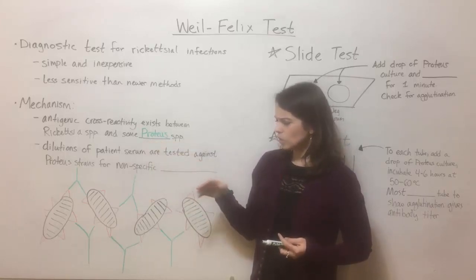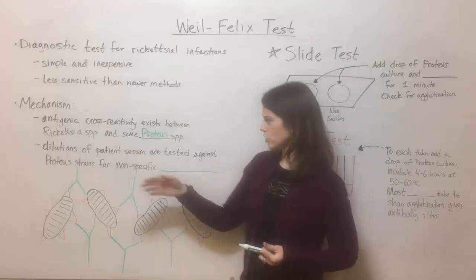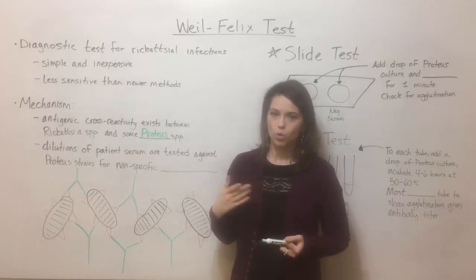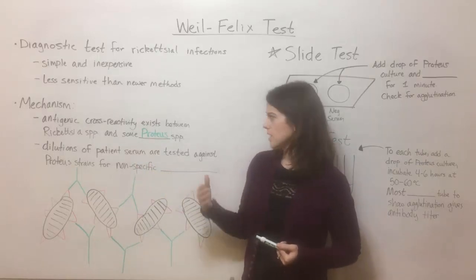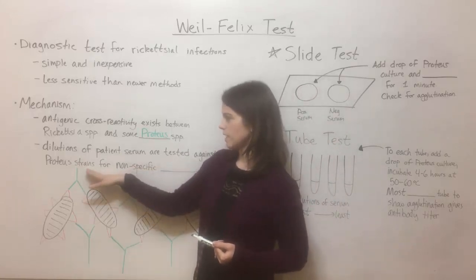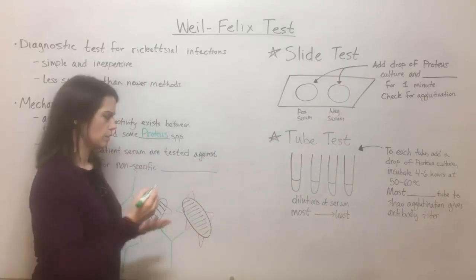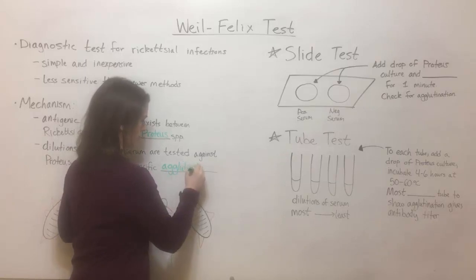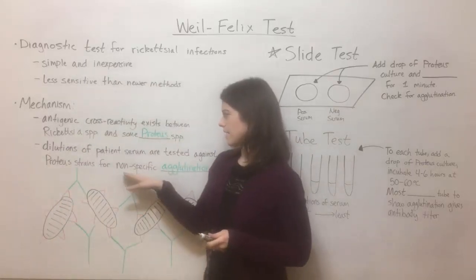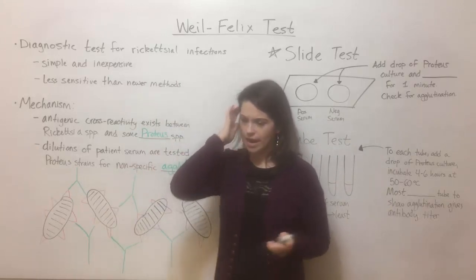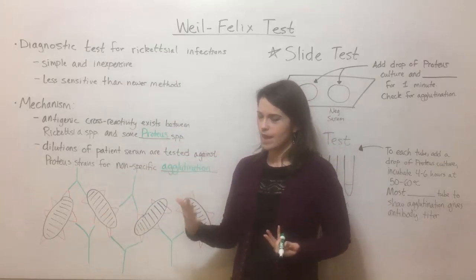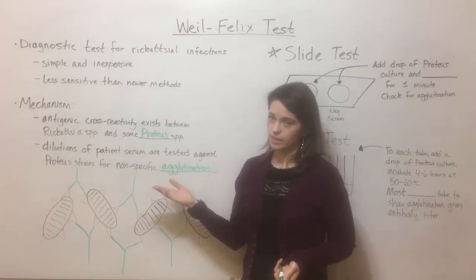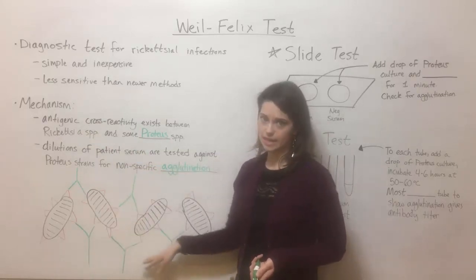And so what medical professionals can do is they can make dilutions of patient serum, the serum being the portion of the blood that contains the antibodies, and test those against different proteus strains looking for this non-specific agglutination. The non-specific here just refers to the fact that they're looking to see if there are antibodies that would have been made by an immune system to recognize rickettsia species that can actually recognize the proteus species in the test, resulting in this cross-linking that you see here.